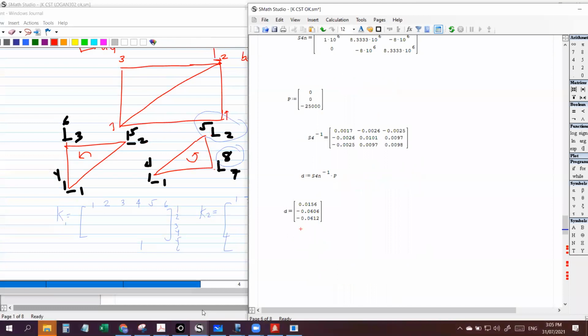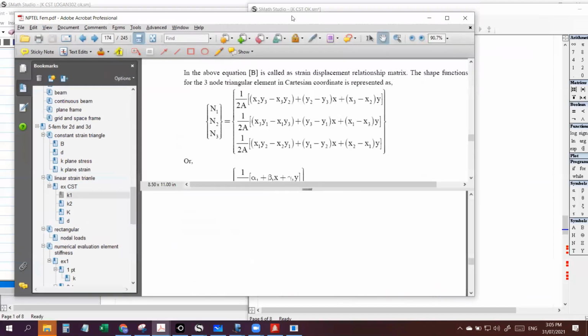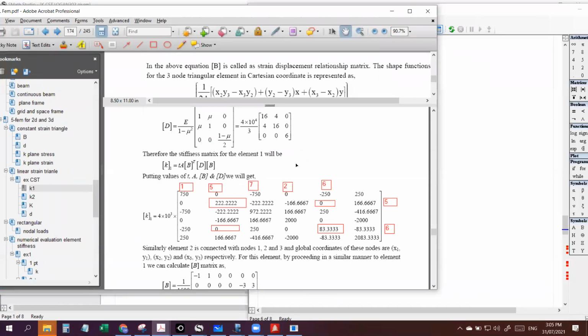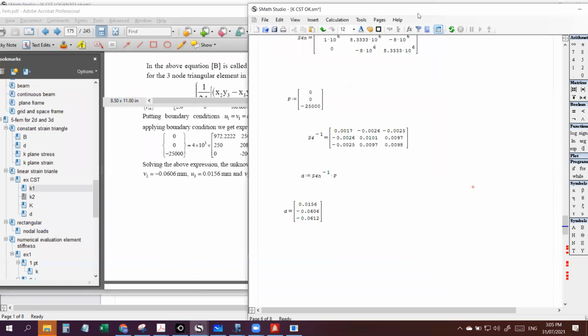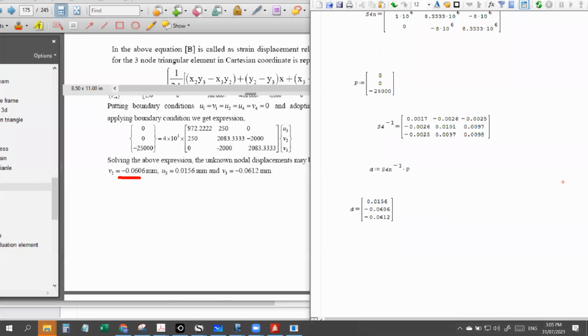Okay, which is, sorry. So ito yung sa book. Yan. So, hindi ko na check yan. So basically, this is what we got. Okay, it got 0.606 mm, 0.0156, and 0.0612. So the same naman. Okay, so that's a plane stress problem.